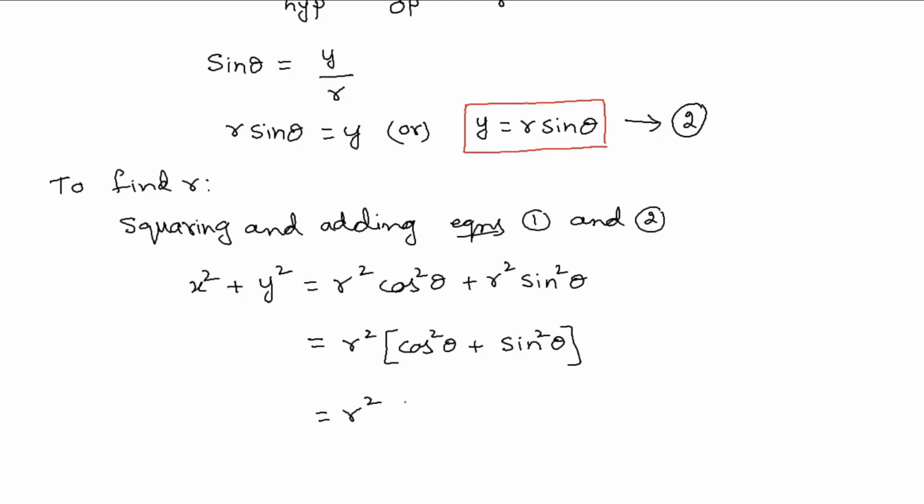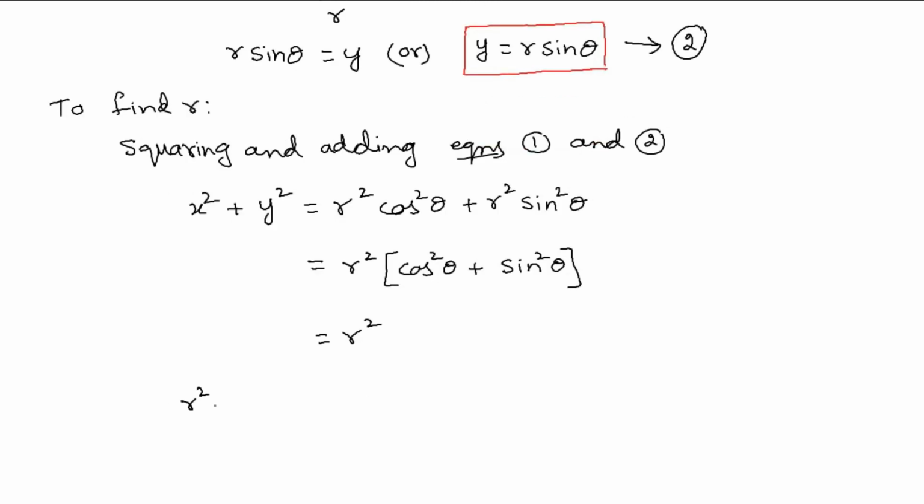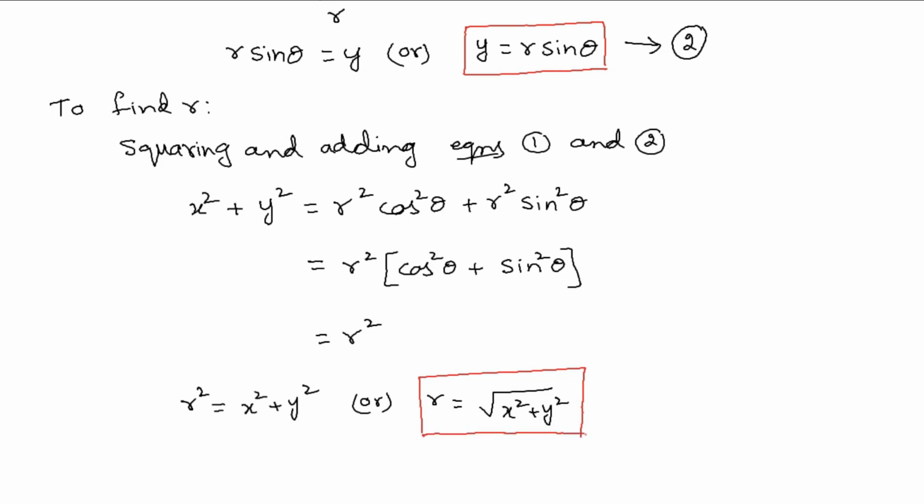Therefore, we have got r square equals x square plus y square, or r will be equal to the square root of x square plus y square. The square goes to the other side and becomes the root. Therefore, the value of r will be the square root of x square plus y square. So I've expressed r in terms of the Cartesian coordinates x and y.